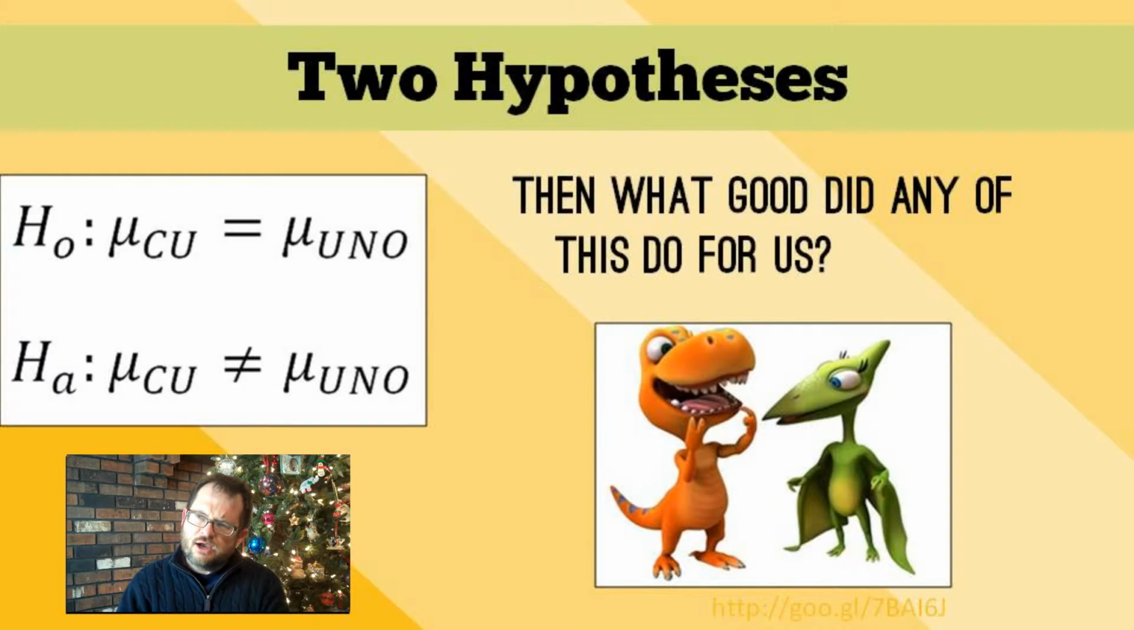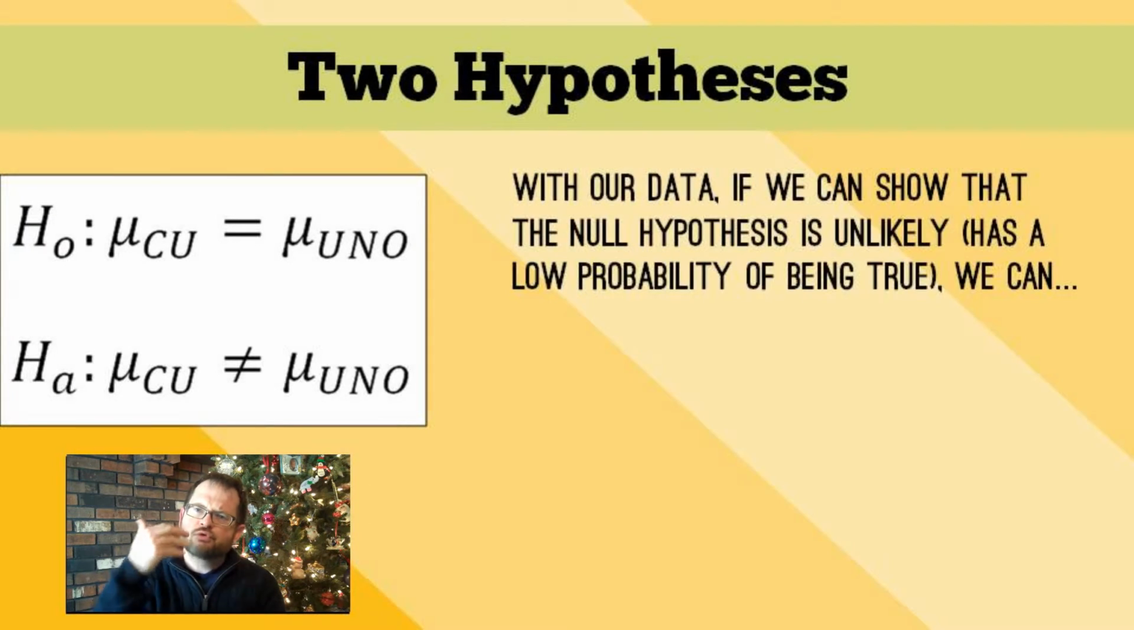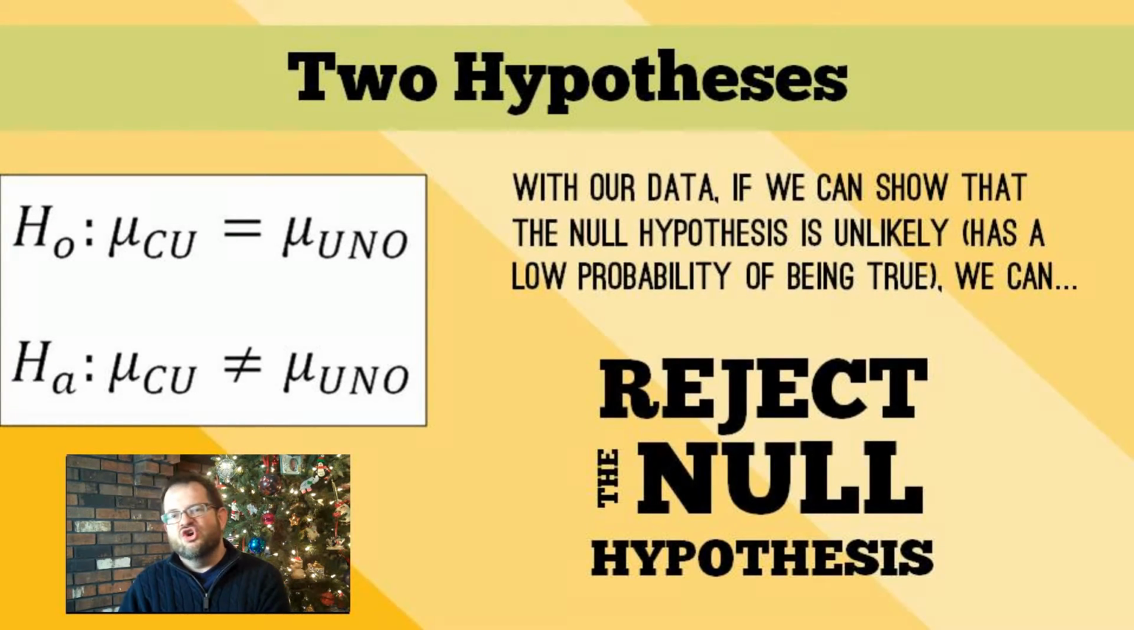Well, we can't logically prove, the way you prove something in geometry or something like that. One hypothesis is true and the other one is false. But with our data, if we can show that the null hypothesis is really unlikely, that doesn't mean we've proved it isn't true, but we can show that it's unlikely. That is, it has a low probability of being true. We can reject the null hypothesis.